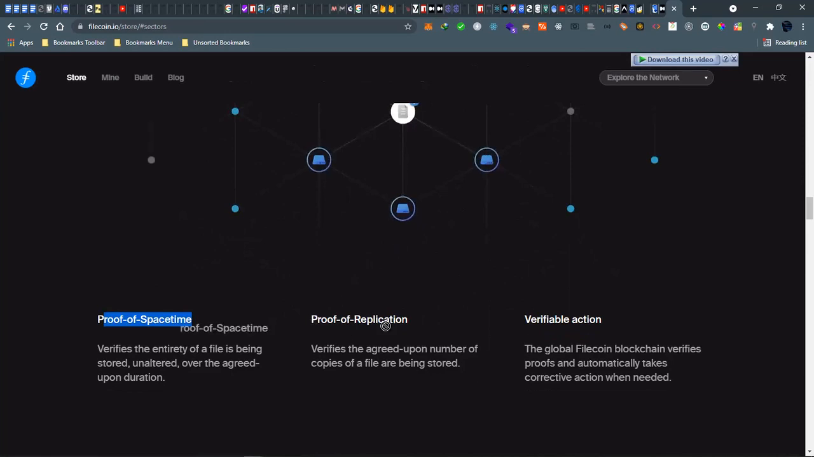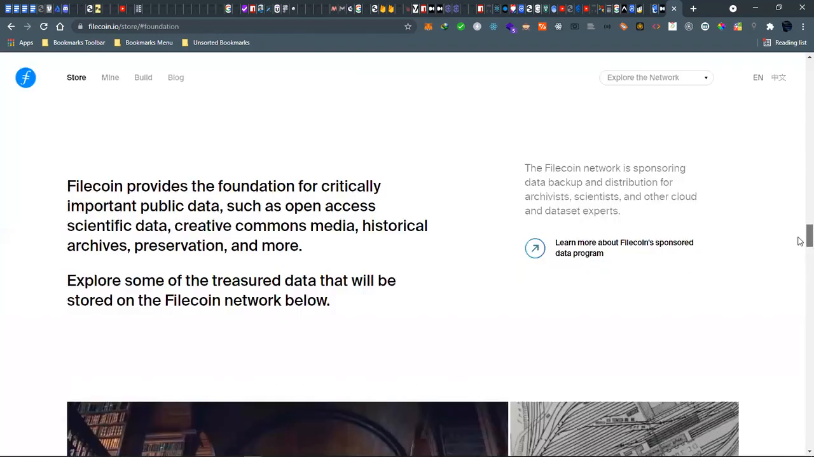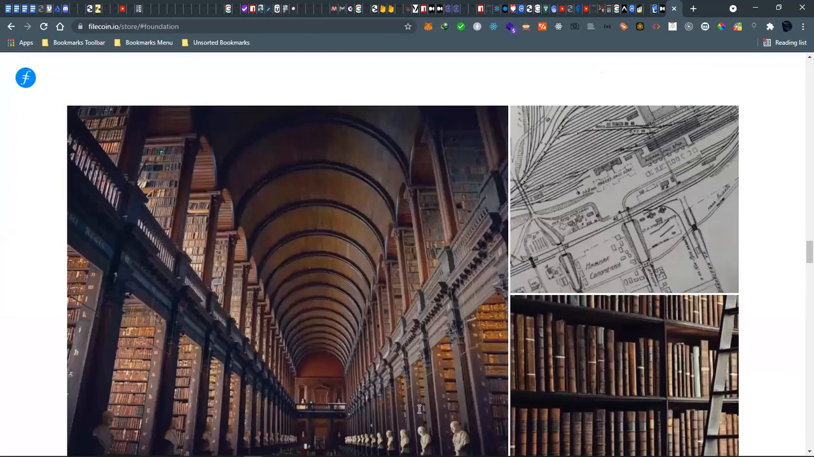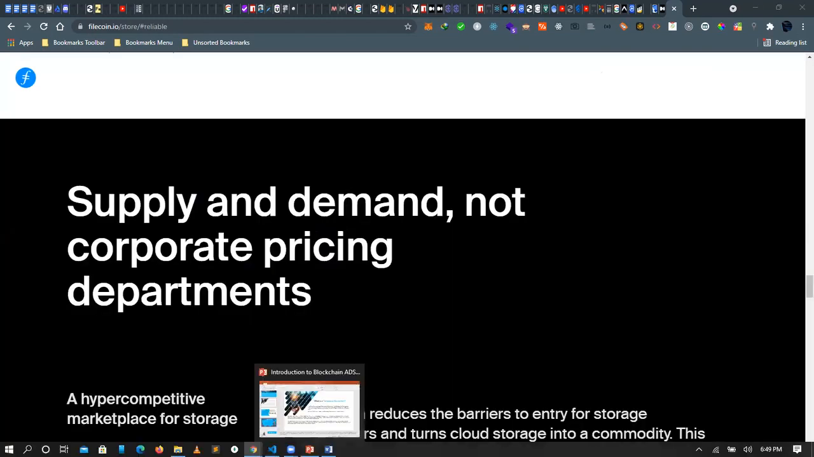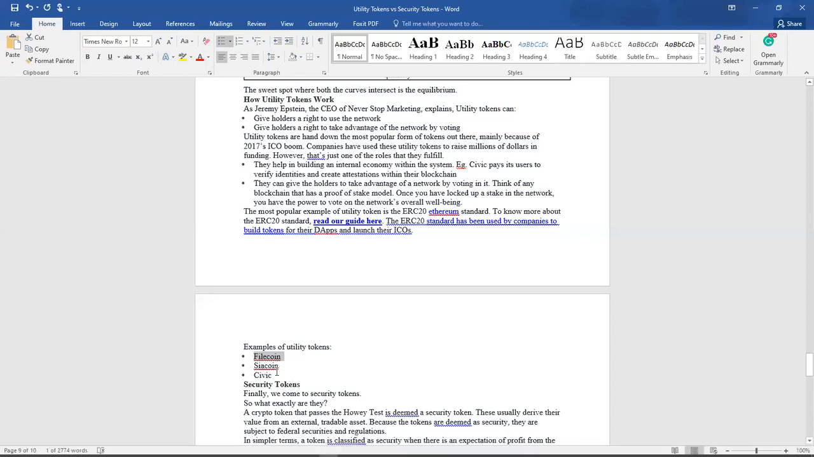You can set the rules depending on the number of people you want your file to have access to. So that is Filecoin. It's a utility token, and you can see its use case. Utility is also the same as use case. Then we have Siacoin and Civic coin. This one I really don't know what they do, but you can do more research on it and see what it does.